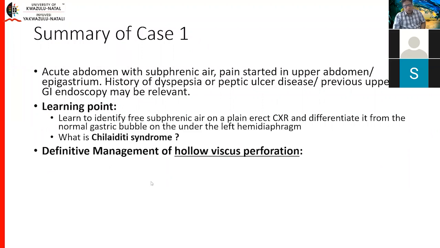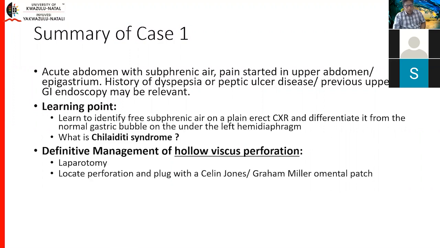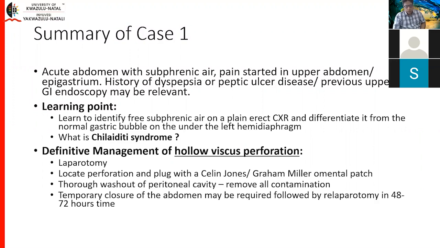Definitive management of hollow visceral perforation is surgical intervention, laparotomy. You locate the perforation, use either a Sellen-Jones or Graham-Miller or omental patch, do a thorough washout, and remove all contamination. You may need to only temporarily close the abdomen with a Bogota bag and consider the patient for relaparotomy in 48 to 72 hours' time, and the patient may need to be put into ICU postoperatively.